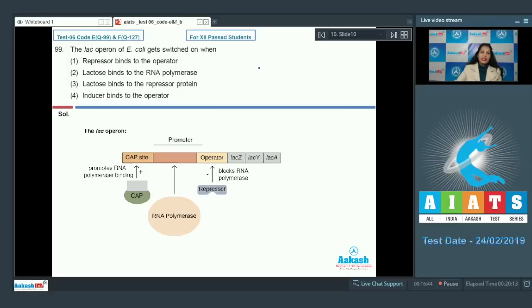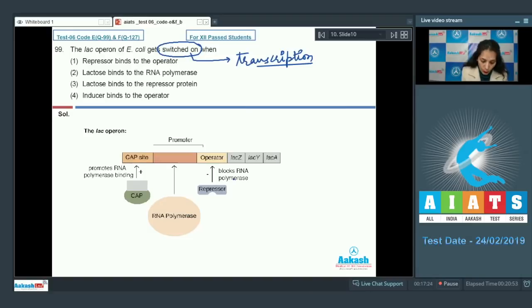What is lac operon? Lac operon was discovered by Jacob and Monod in E. coli, and it is a system which is related to the metabolism of lactose in E. coli. So what happens when this lac operon is switched on? It means when transcription of structural genes takes place. So when transcription is on.